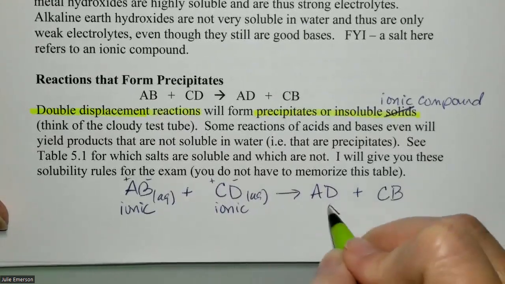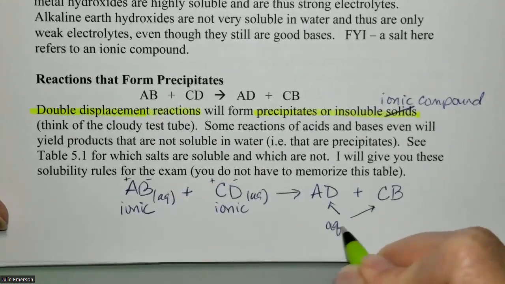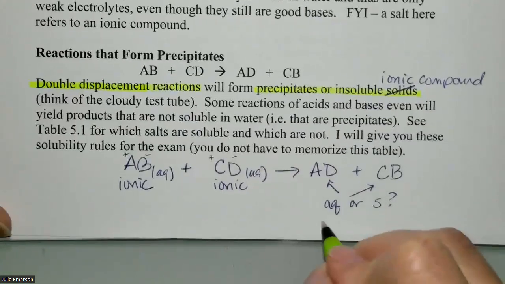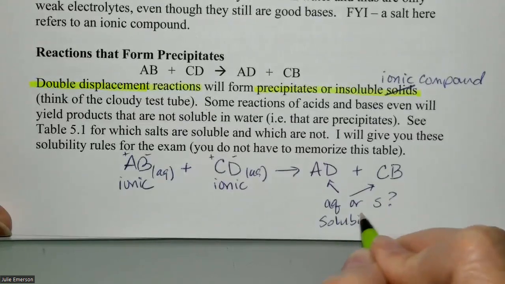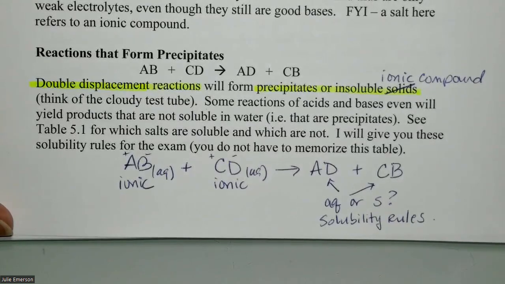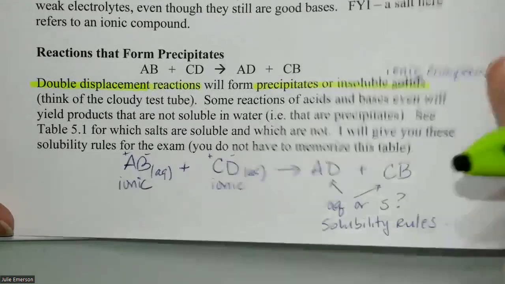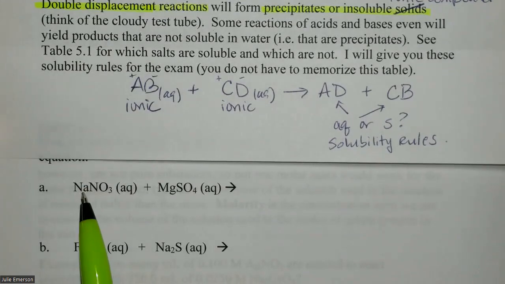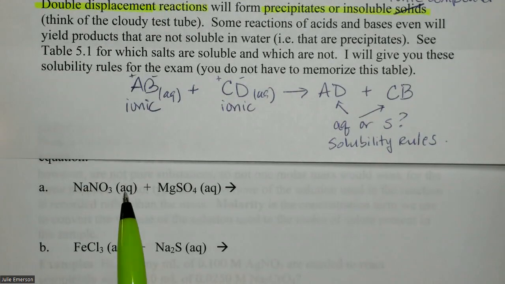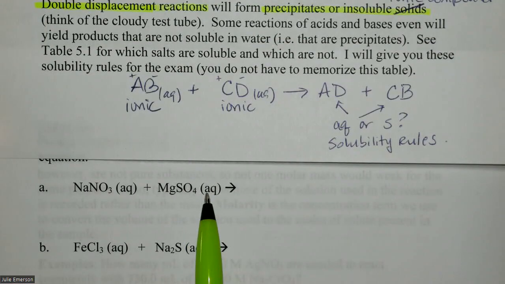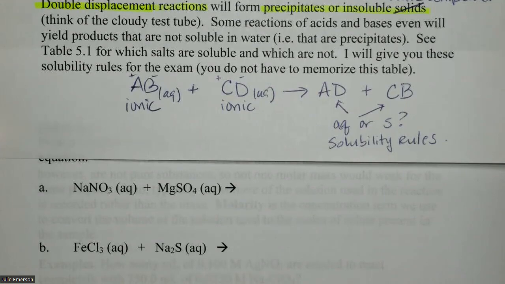And then what we need to do is figure out if those 2 compounds are aqueous or soluble. And in order to do that, we're going to need our solubility rules because we're not going to memorize those. I had to memorize them. It's not terrible, but I also think it's not necessary. So you're just going to look back on your solubility rules. So this is what you always look for in double displacement: ionic compound, metal in front, in solution. Ionic compound, metal in front, in solution. That is always double displacement.